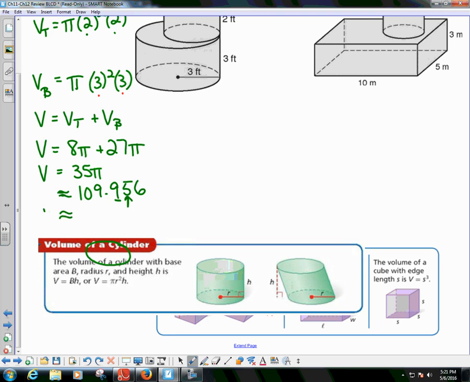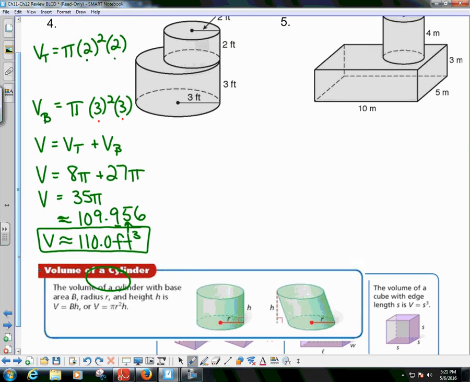So my volume ends up being 110, but I write 0.0 because that says, hey, I considered what was going on here. My units are cubic feet. My volume is always cubic, so there's my final answer for that one.